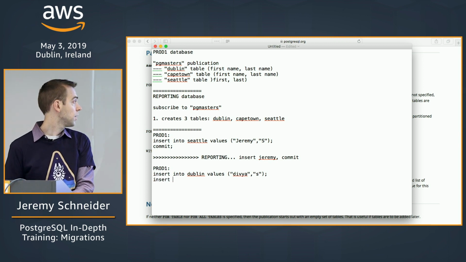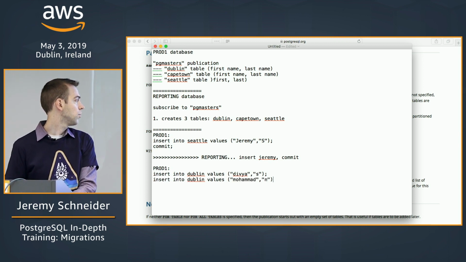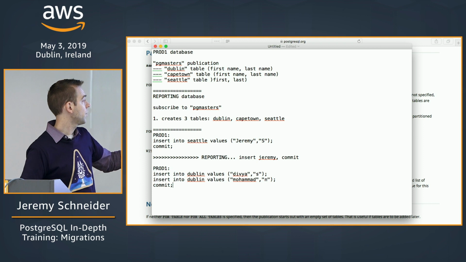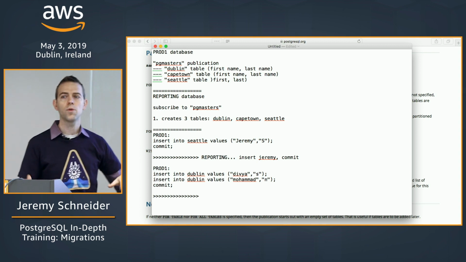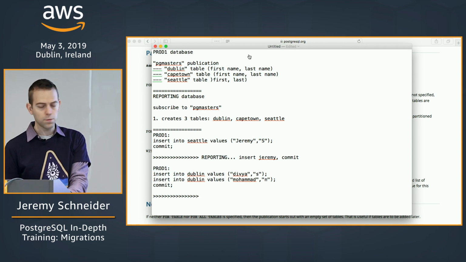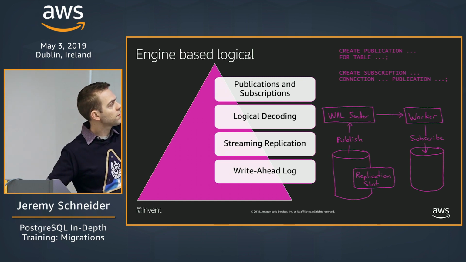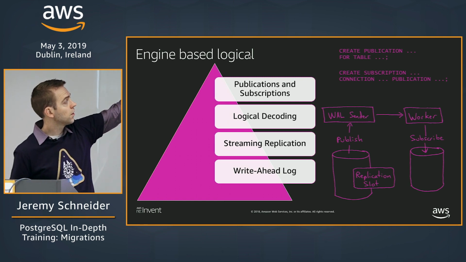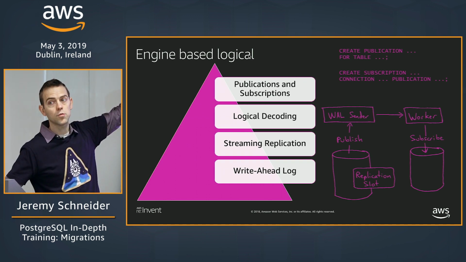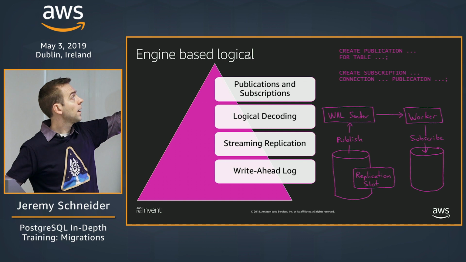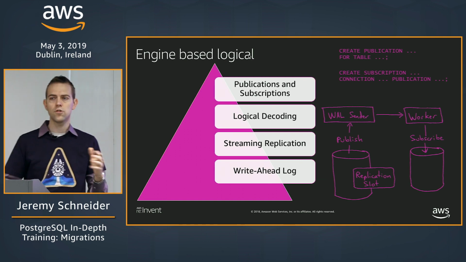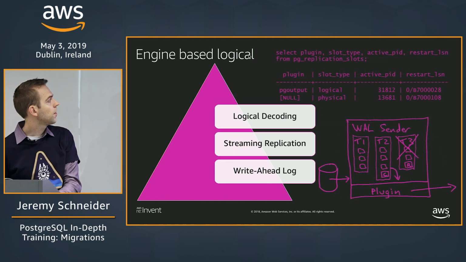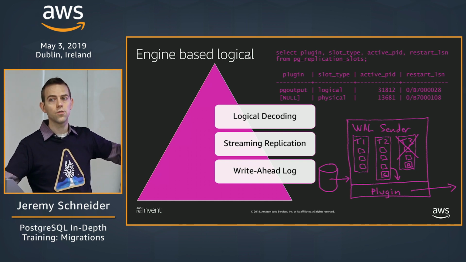So next I do insert into Dublin values, and we put Mohammed in there. And then I do a commit. And this is the moment in time right here where, and this goes back to what I was describing, you were asking what's the difference between these two things. Well, the wall sender and the wall worker, that's kind of how it works. The create publication and create subscription is at a table level. That's kind of what we saw here. And even more than that, a publication can include multiple tables, not just one.